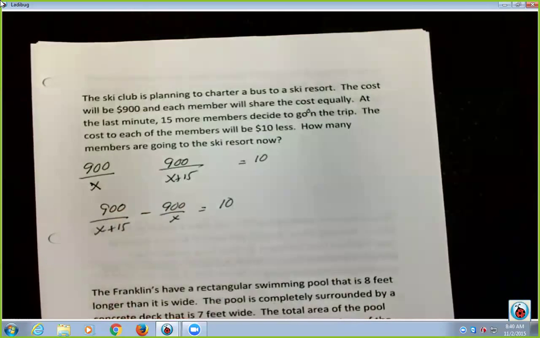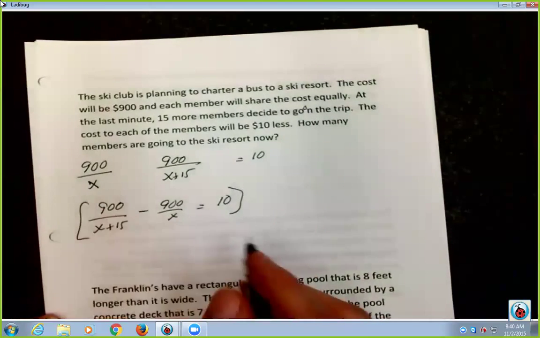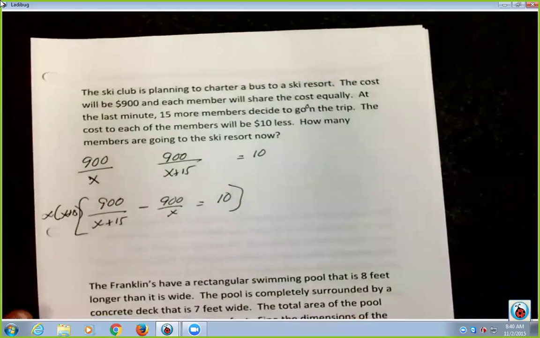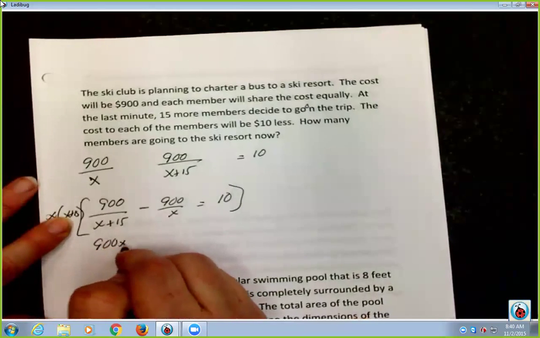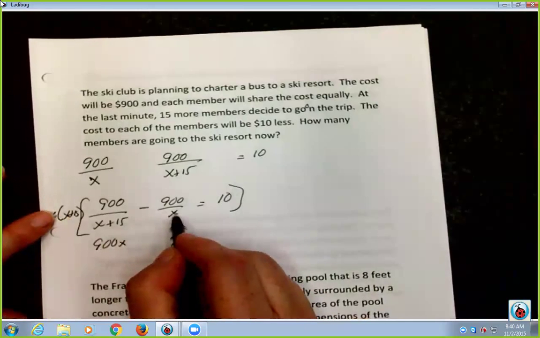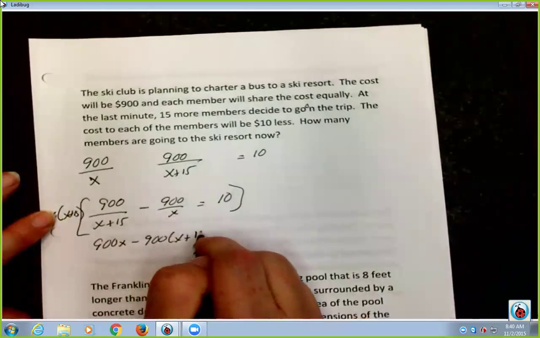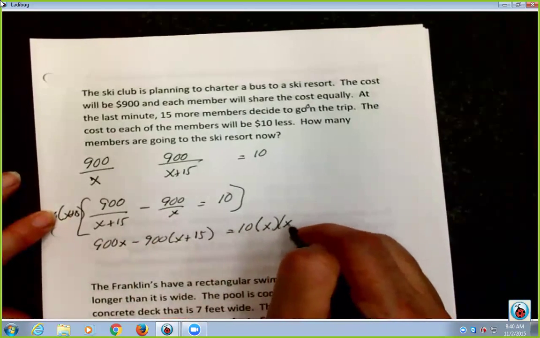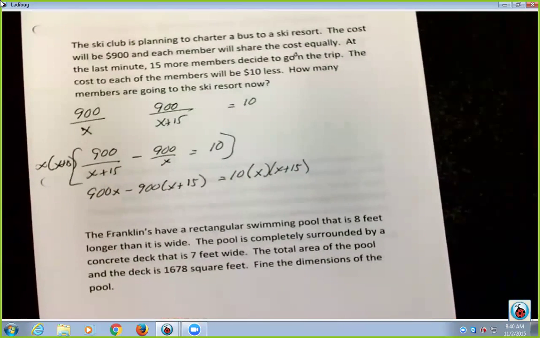So then, same as we did before, multiply it by its common denominator. And so x plus 15 cancels, so I have 900x. This one, the x cancels, so I have minus 900 times x plus 15. And finally, the 10 is going to get multiplied by the x and the x plus 15. And then you multiply and distribute and get everything to work out from there.